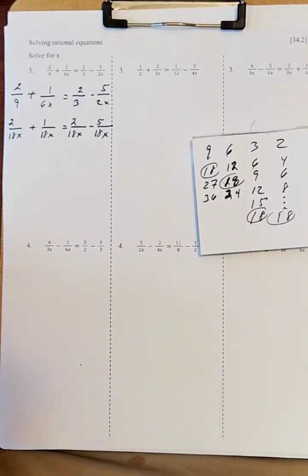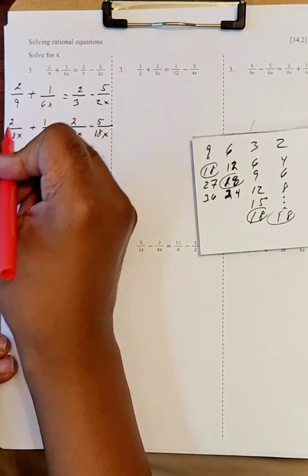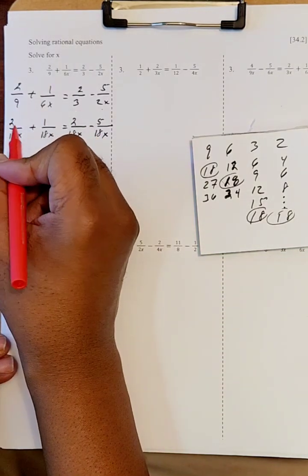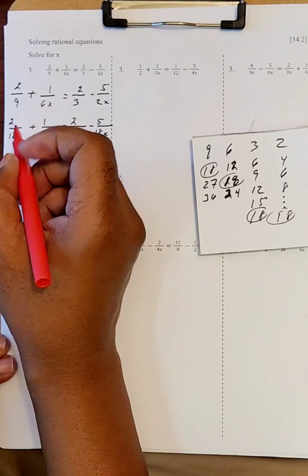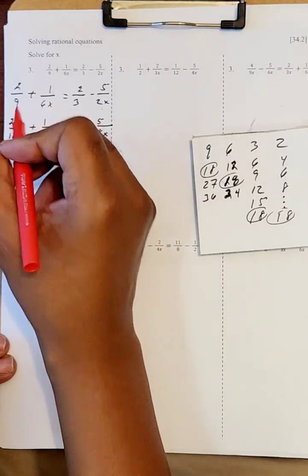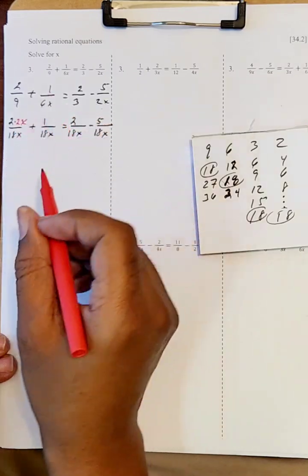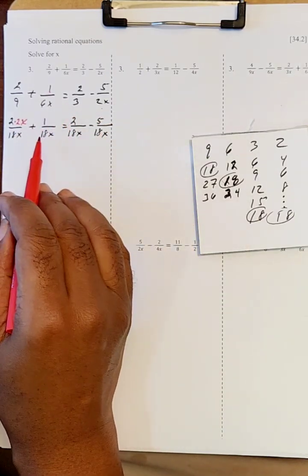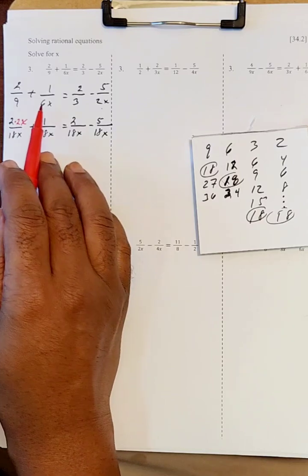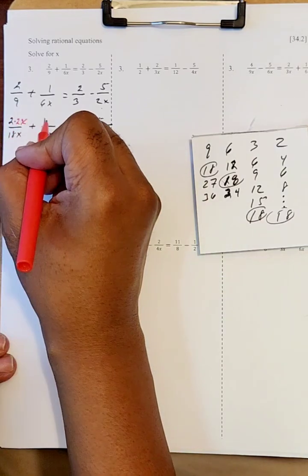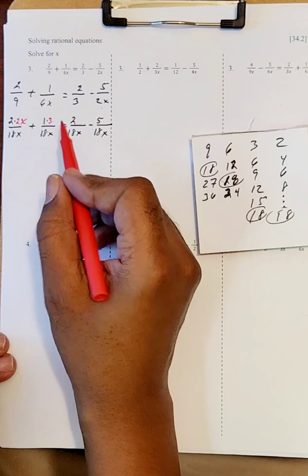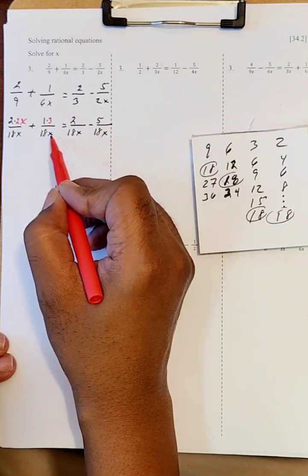Now let's see the difference between our old denominators and our new denominators. My old denominator was a 9. My new denominator is an 18x. So the difference between a 9 and an 18 is times 2. So we'll put times 2. And the difference between no x and an x is an x. The difference between a 6 and an 18, the factor between a 6 and 18 is 3. So there's a times 3 in there. And the difference between having an x and having an x is no difference.